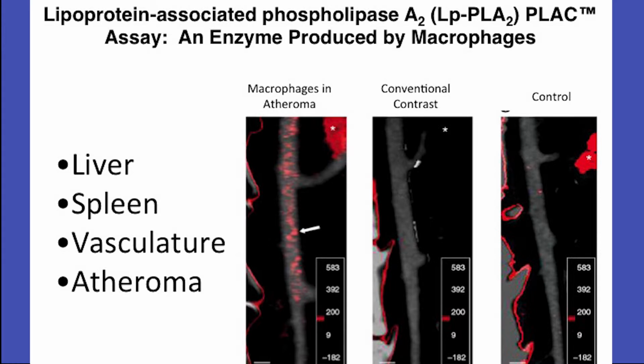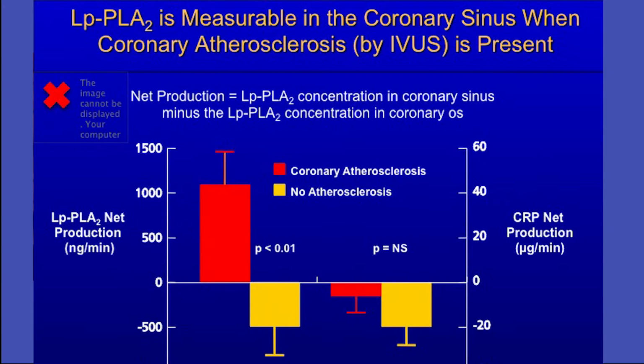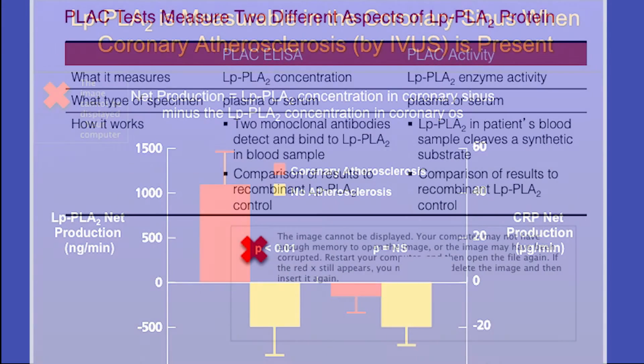There have even been studies where the coronary sinus has been intubated, and we've actually had a measurement of inflow and outflow of the human heart. And in the setting of atherosclerosis, as you can see here, there's a net output, a production of LPA2 from the coronary vascular tree compared to individuals without atherosclerosis. And that's not like CRP. CRP is not really produced in any way by atherosclerotic plaque, but in fact, these data and others suggest that LPA2 is actually a product of atherosclerosis.